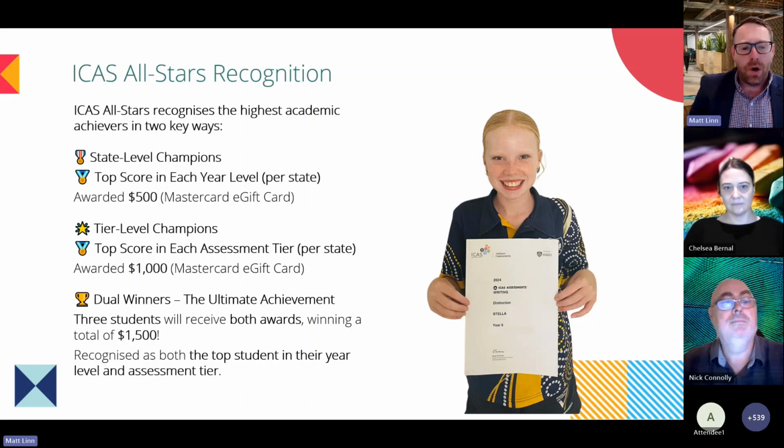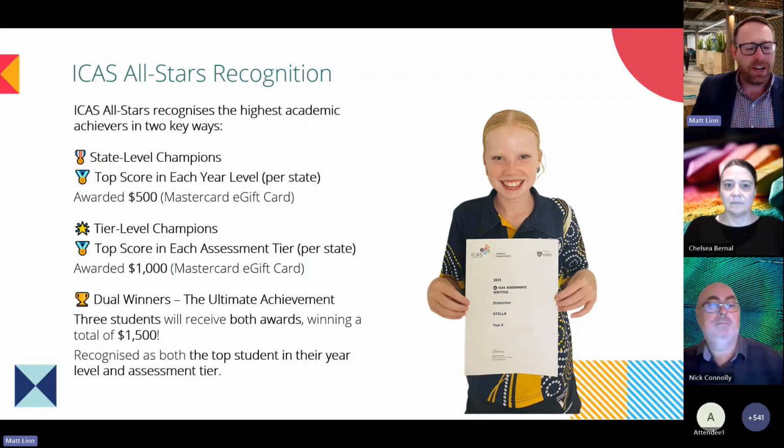So within each of the 3 tiers, 3 students will receive both awards, because one student will receive the top score in each for the year level, and they'll also receive the top score for the total assessment tier that they've participated in, winning a total of $1,500 in the form of a MasterCard gift card. So an incredible achievement. And this student would be recognised then as the top student in their year and for their assessment tier, and certainly an incredible achievement, as well as all students who've achieved this level of recognition. So this really is recognising the best of the best in this achievement as the next step on from the ICAS competition.